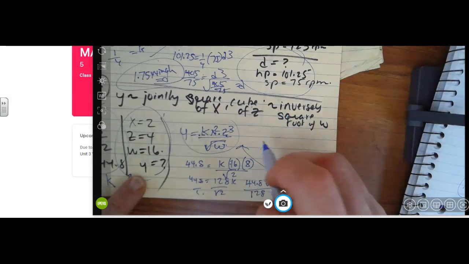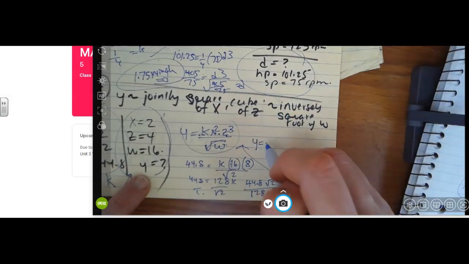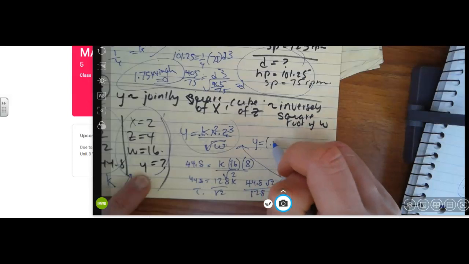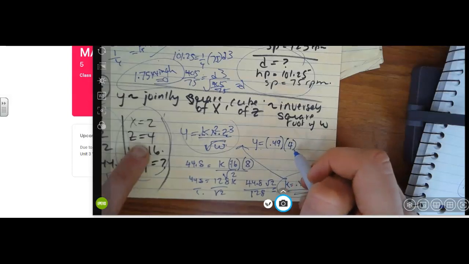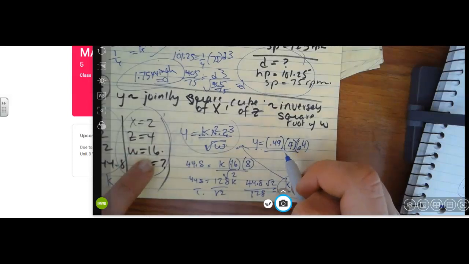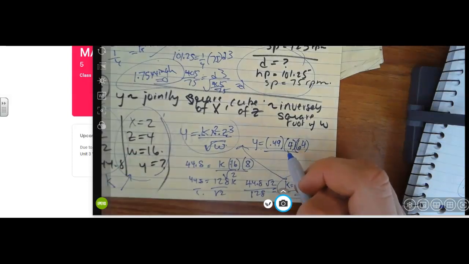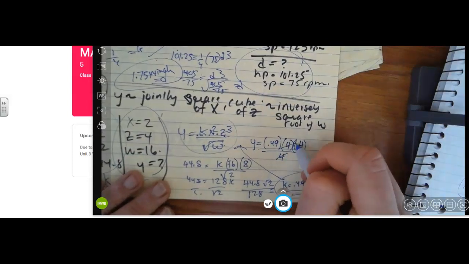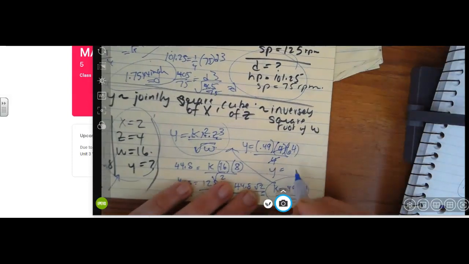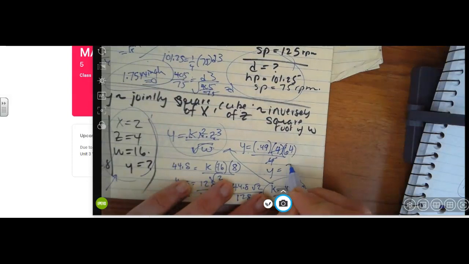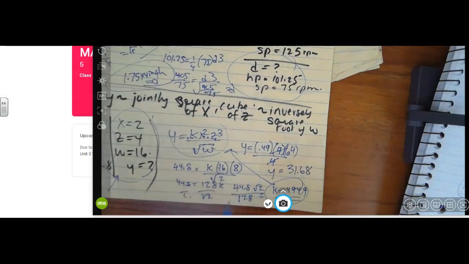Okay, so we're solving for y is equal to k, which is 0.4949, times x squared, which is 4, z cubed, which is 64, over the square root of w, which is 4. Well, these 4's divide out, so it's going to be y is equal to just 64 times 0.49, and that's going to equal y equals 31.68. So that finishes 5.8, and the next one will be on 5.9.